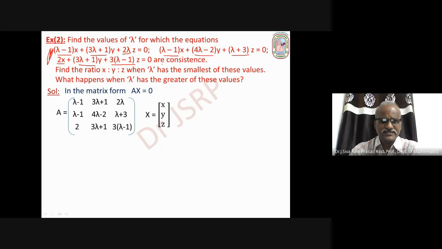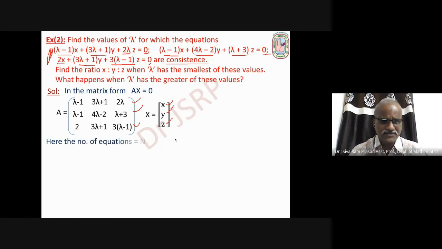Here it is already given that this system is consistent. Consistent, for homogeneous equations, means the system has a non-trivial solution, that is, an infinite number of non-trivial solutions. So what is the condition for existence of a non-trivial solution for homogeneous linear equations? Observe the number of equations is 3, and the number of variables is also 3. So the number of equations equals the number of variables. In this case, the condition for existence of a non-trivial solution is that the determinant of the coefficient matrix is 0.